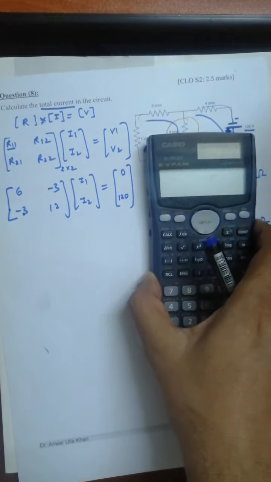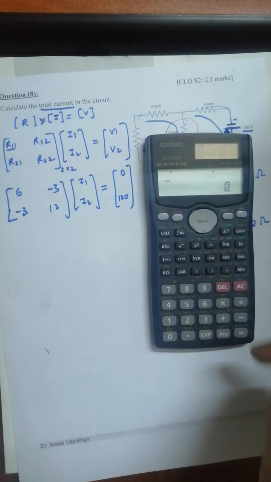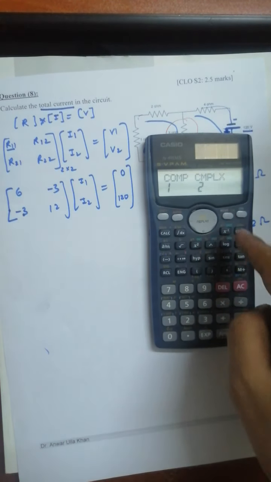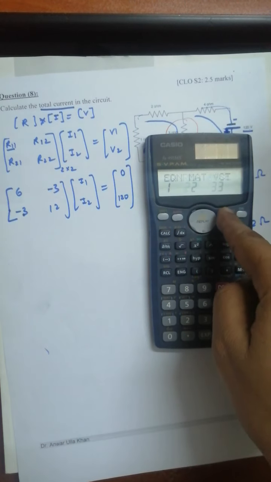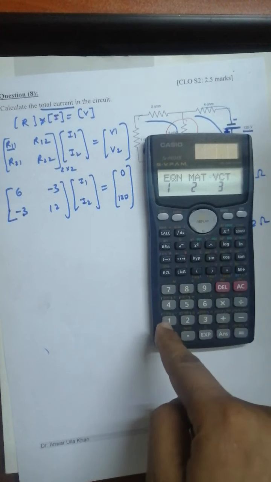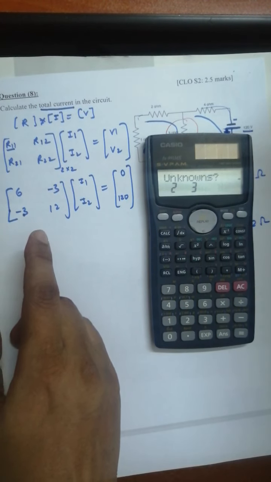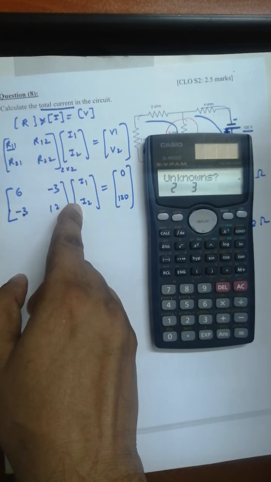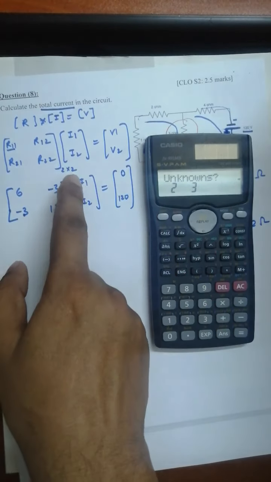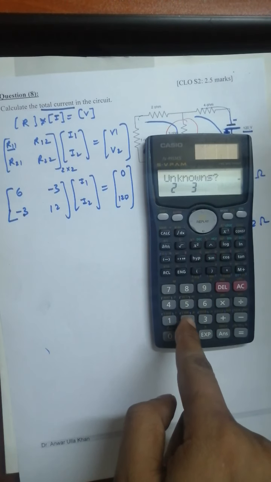How to use the calculator? First turn it on, go to the mode button, press it again and again. Here you can see this is equation, option 1. How many variables are there? There are two variables, I1 and I2, so we will use 2. If there were I1, I2, I3, we would use 3.